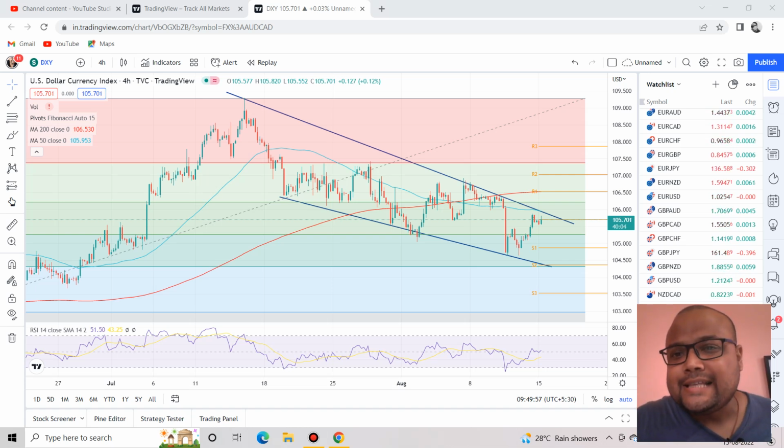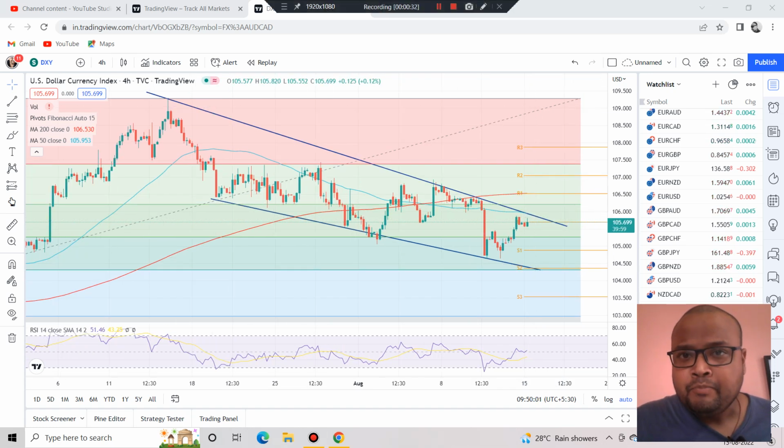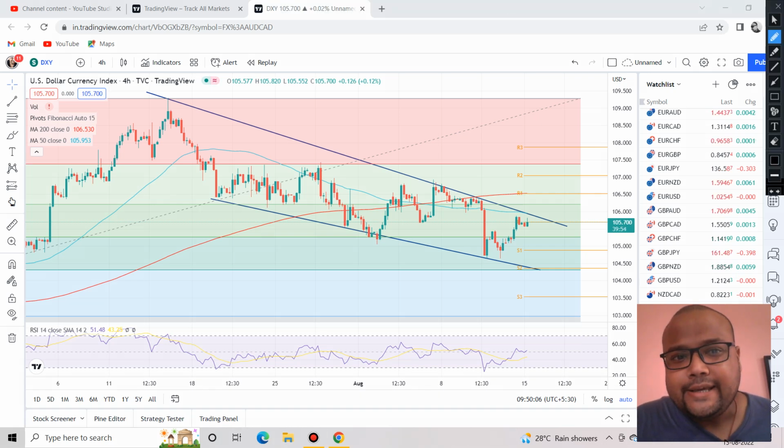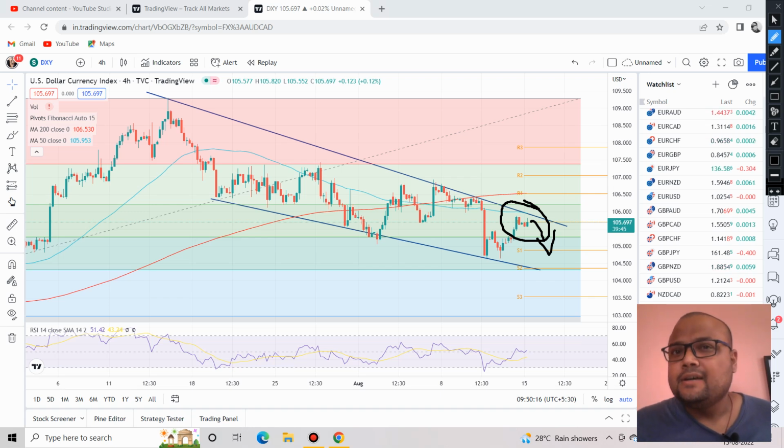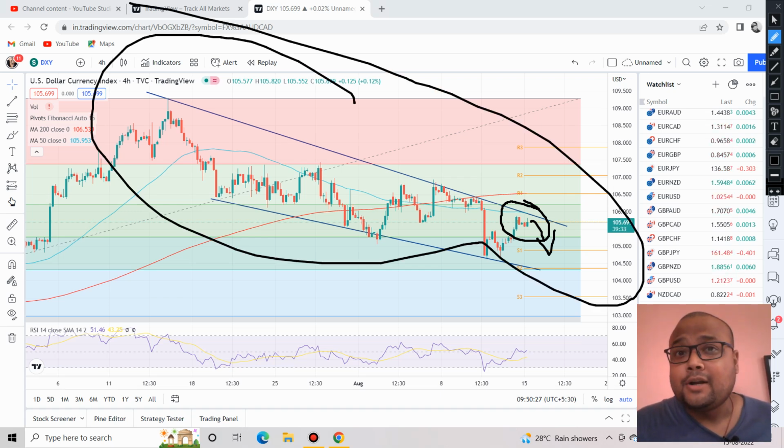Right now DXY is standing at 105.70. This is the current market price of DXY, and as we have already discussed in my previous video, DXY is almost standing at a dynamic resistance here. So if DXY reverses from here, then yes, we will see further upside on the chart of Euro USD, GBP USD and others. But one thing we cannot deny is that overall DXY is in an uptrend, and this is just a part of the correction on the higher time frame.